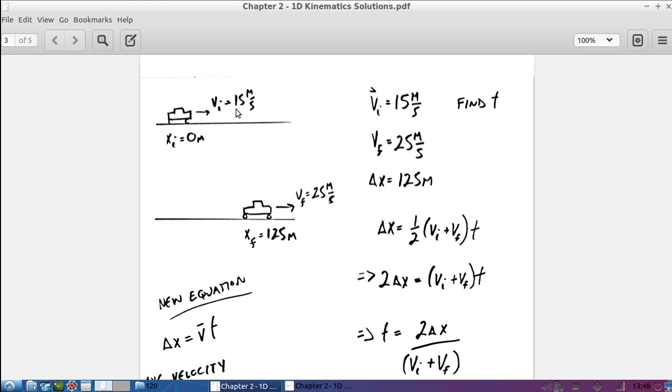Alright, so we've got an initial velocity, final velocity, we've got a displacement, right? But I wrote it as a change in position. I said the car is going to start at x equals 0 meters. That's my coordinate system. I get to pick my coordinate system. I say the car starts at 0 meters, the car ends at 125 meters.